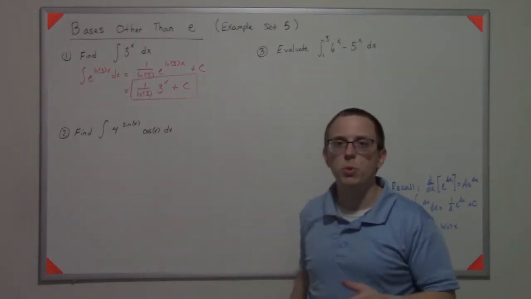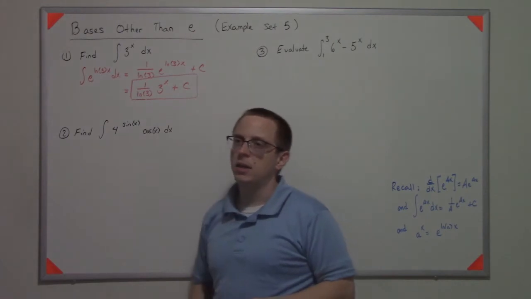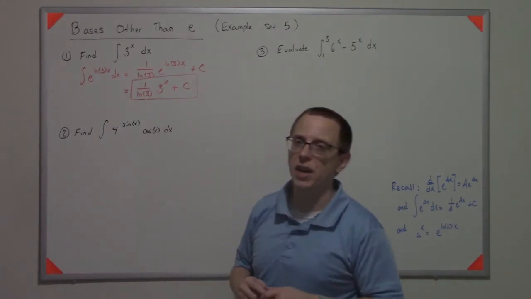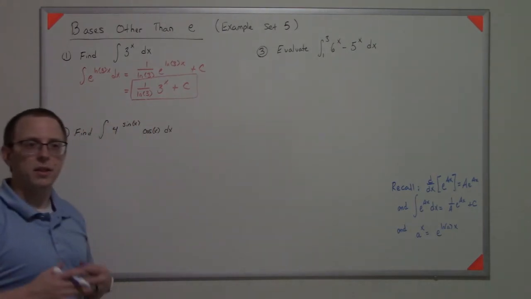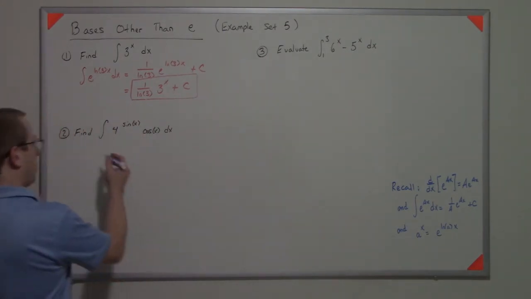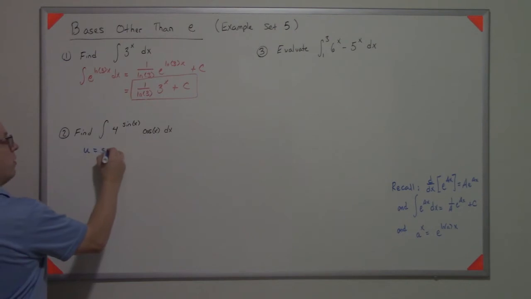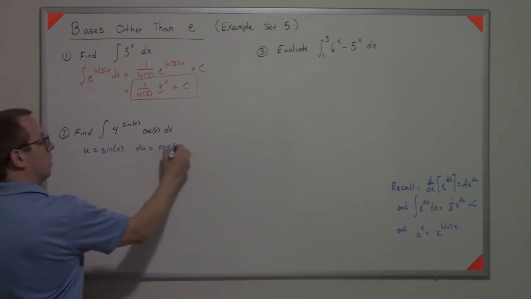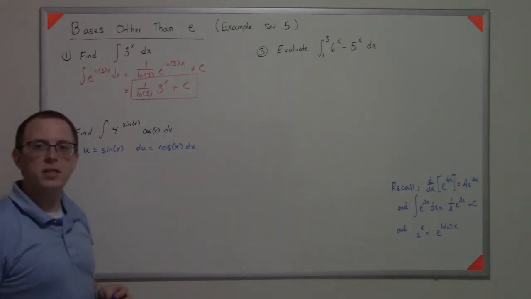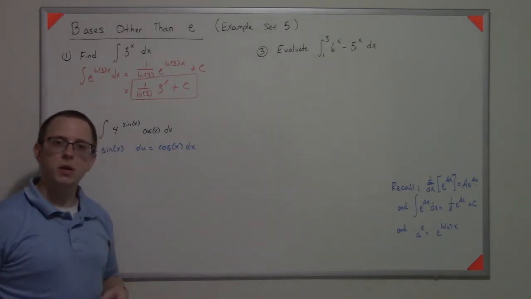For this type of problem, we're still going to have to use substitution, but we can leverage this result. That argument is nasty, sine of x, so let's substitute u to be sine of x. We say u is sine of x, and du is cosine of x dx. So then we can absorb that.